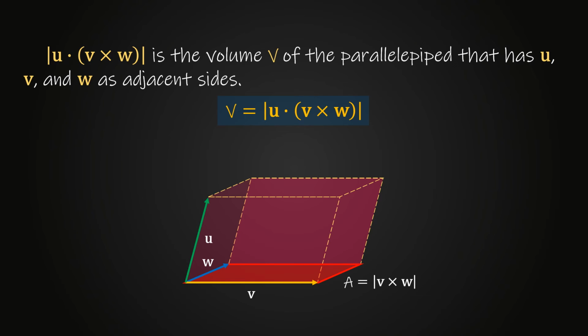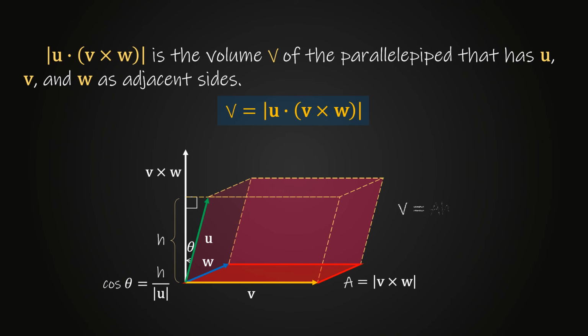The cross product of v and w is this vector perpendicular to both v and w. Theta is the angle between u and the cross product of v and w. Let h be the height of the parallelepiped. Because the cosine of theta is h over the norm, or length, of u, then h is the norm of u times the cosine of theta.